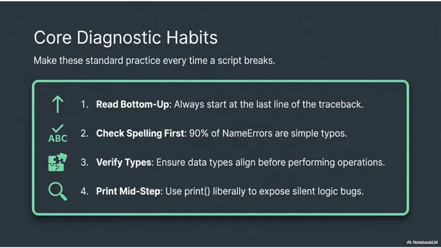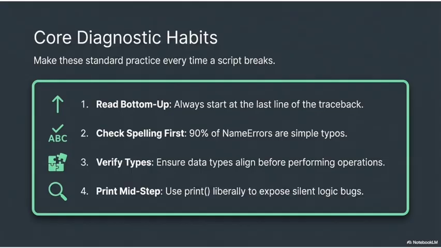These 4 diagnostic habits applied consistently will resolve the vast majority of Python bugs you encounter throughout this course and your career. 1. Read bottom up. Always start at the last line of the traceback. That's the diagnosis, not the headers. 2. Check spelling first. 90% of the errors are simply typos. Before anything else, verify the variable name character by character.